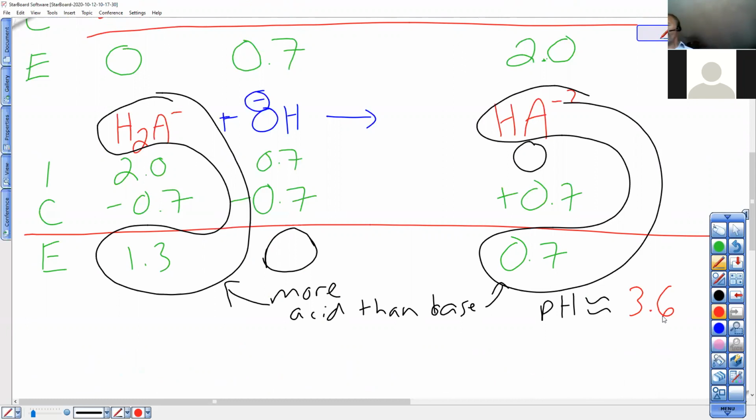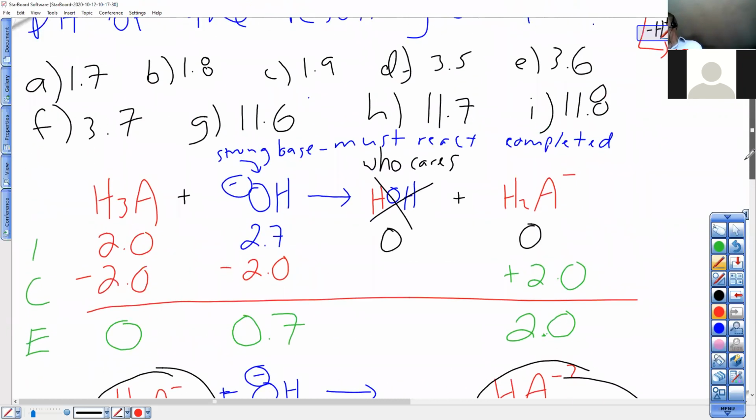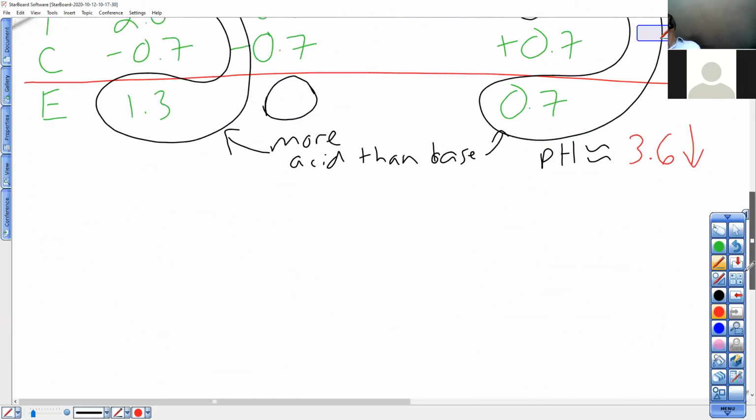I'm going to use an arrow. I don't need math. More acid than base. What do acids do to pH? They go down or they go up? The answer is they go down. pH is below 3.6, but very close to 3.6. Only one of the answers is even close to that. And it is the one that is 3.5, answer D. Answer D.